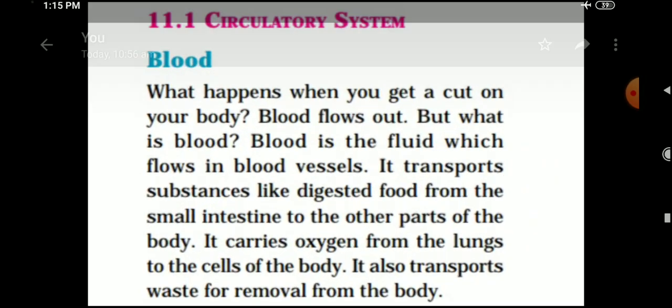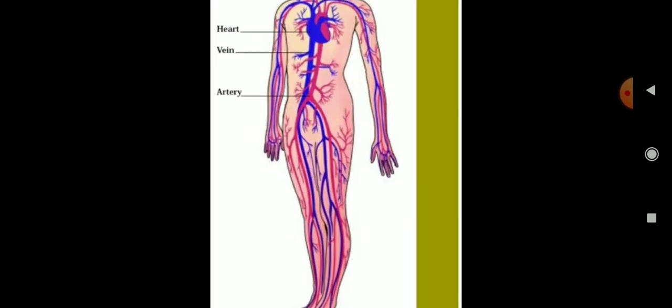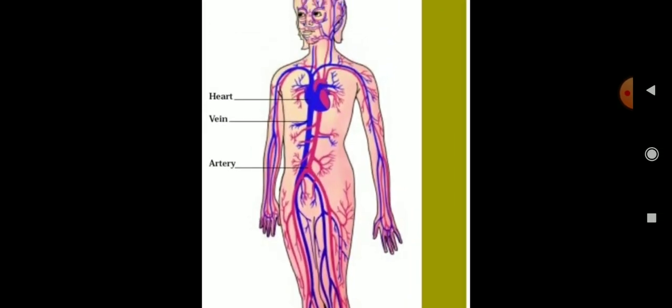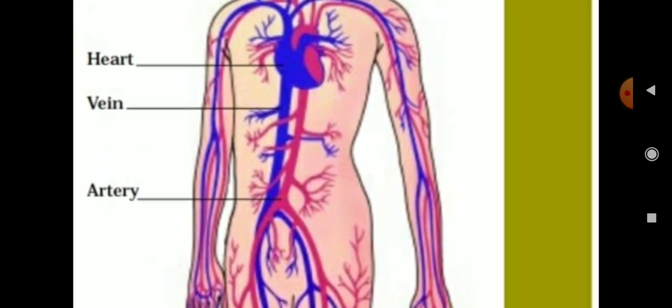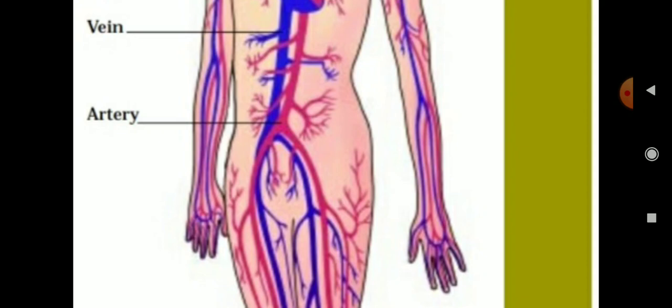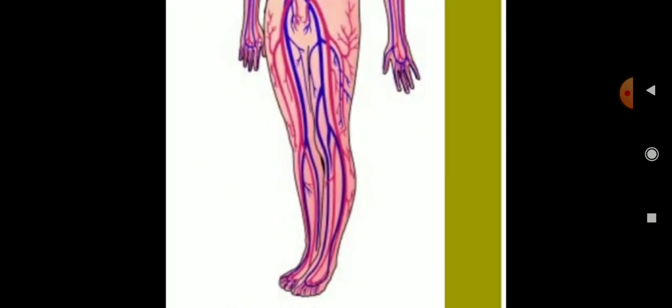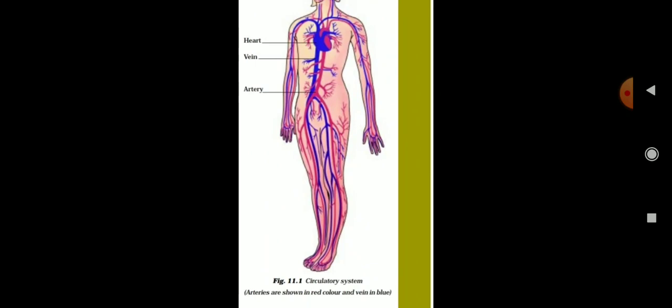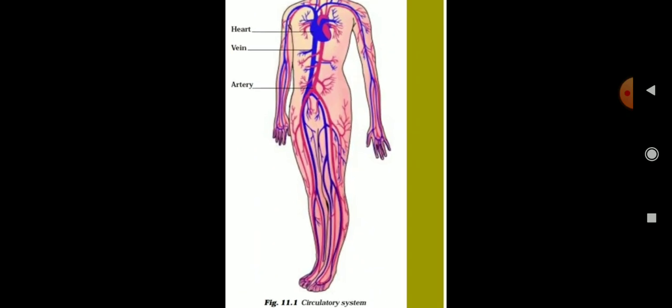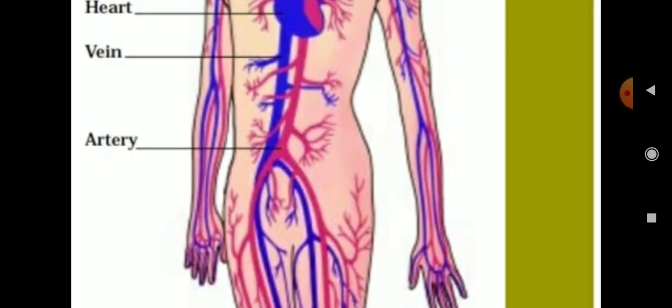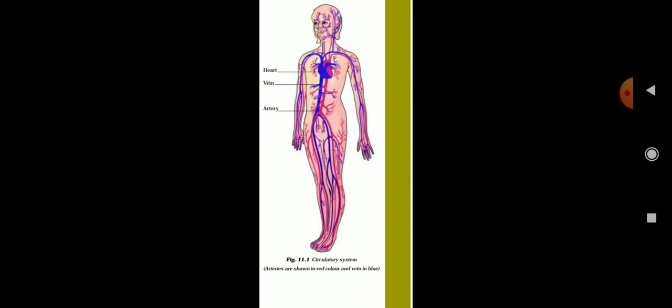Okay, circulatory system. Next, this is a picture of circulation. All of you see the big diagram in your book. Heart, vein, artery. This is the circulatory system. Arteries are red in color. Veins are blue in color.